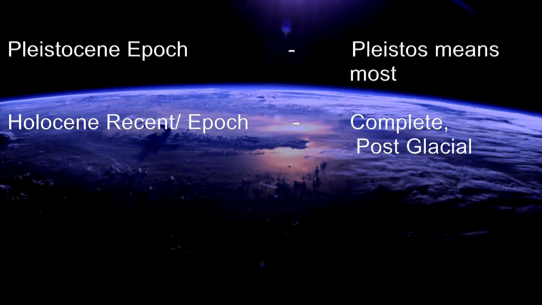The Quaternary period is divided into 2 epochs. The first one is Pleistocene epoch. The term Pleistocene means most recent. Pleistos means most. Holocene or recent epoch is complete. Most glacial.